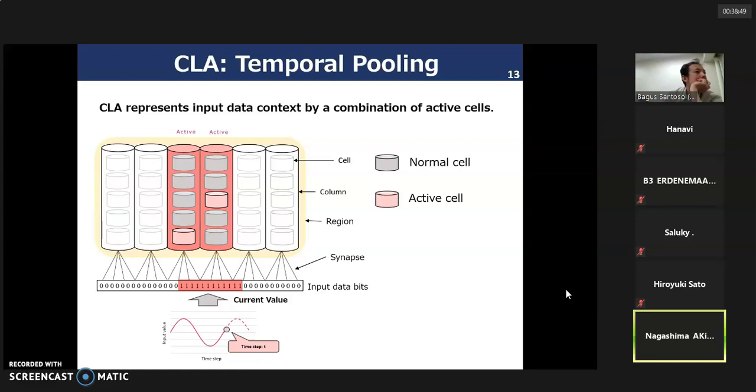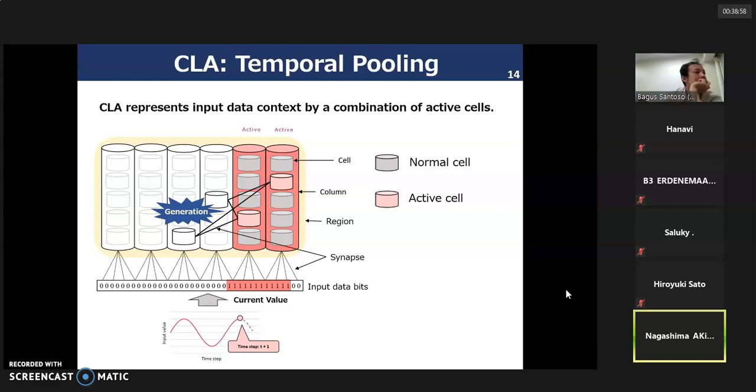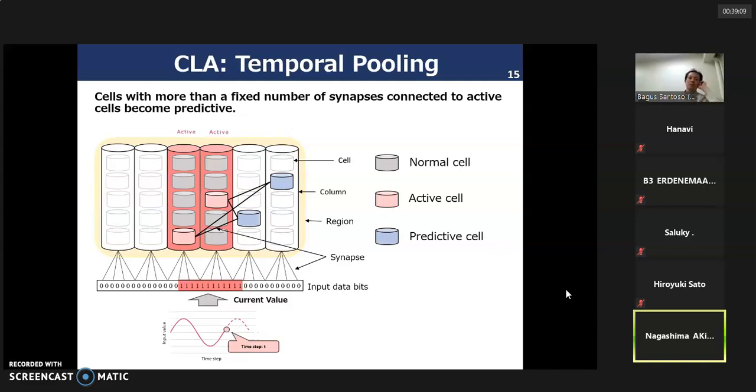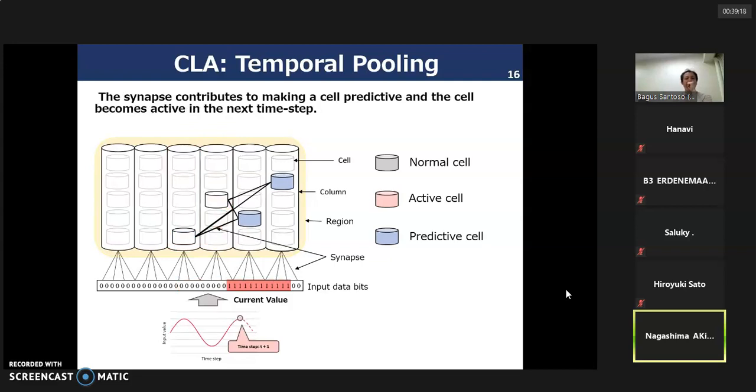Next, the CLA performs temporal pooling. First, for temporal pooling, CLA activates a cell from the activated columns. When a cell becomes active, for preserving the context, synapses are generated between the cell and the one that was active at the previous time step. The cells connected to the active cell by synapses become predictive. CLA predicts the next time step from the combination of predictive cells. When a column with a predictive cell is active, the predictive cell becomes active. The activation of a predictive cell means that the prediction was correct.